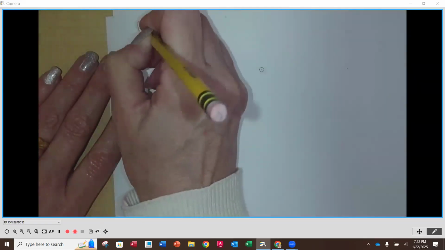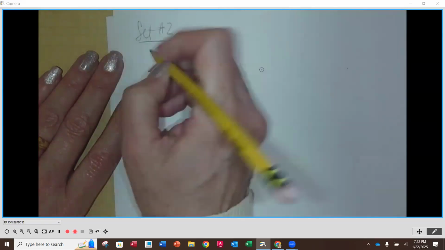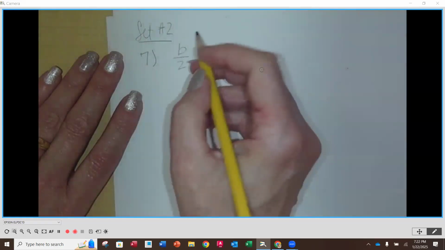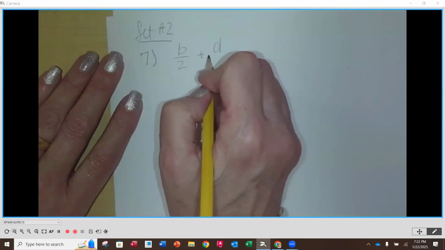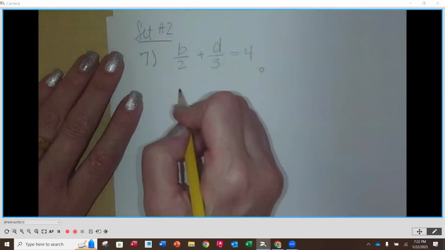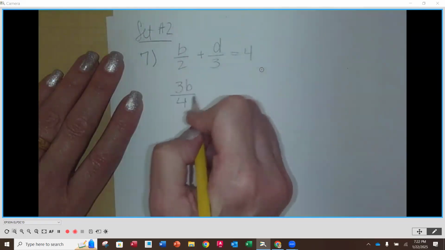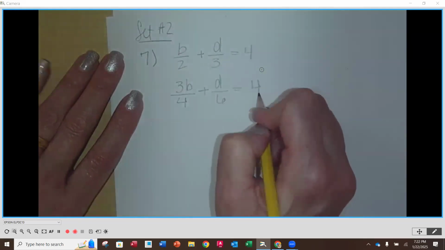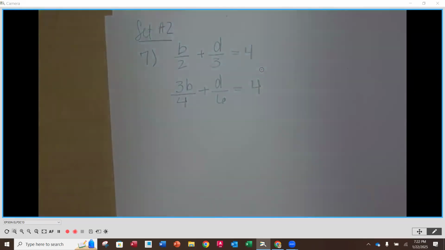This is set 2. And this is number 7. So b divided by 2 plus d divided by 3 is equal to 4. And then we've got 3b divided by 4 plus d divided by 6 is equal to 4. So as you can see, in each one of these equations we've got the same 2 unknowns. So we can use the substitution method to solve for b and d.